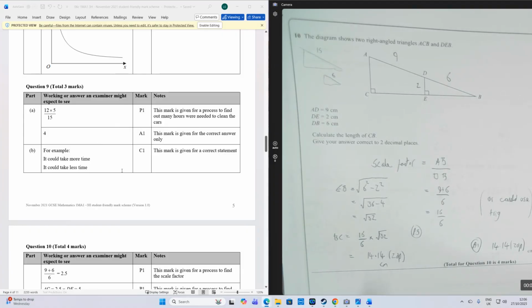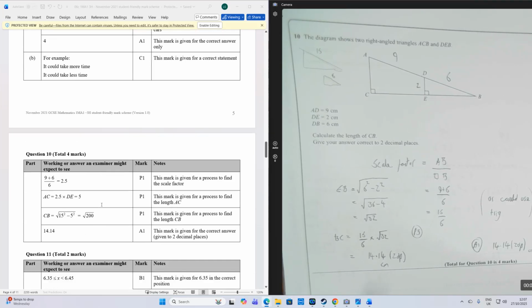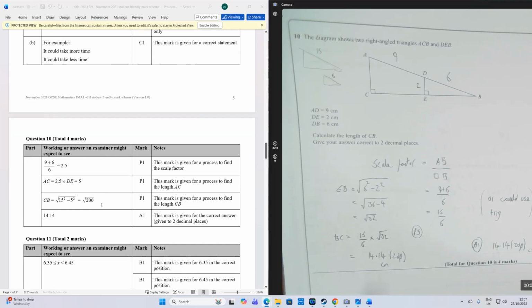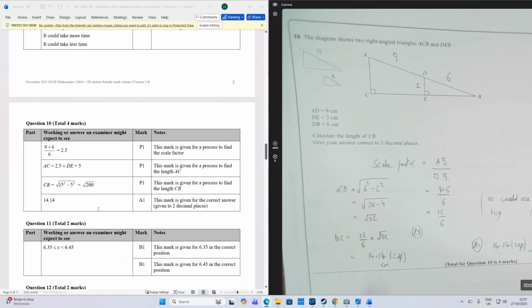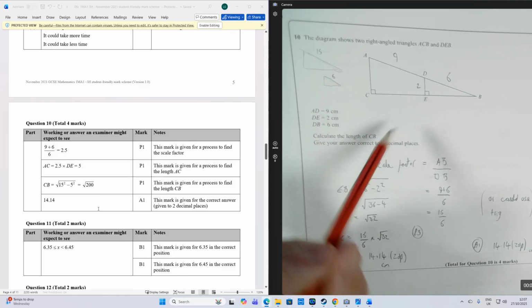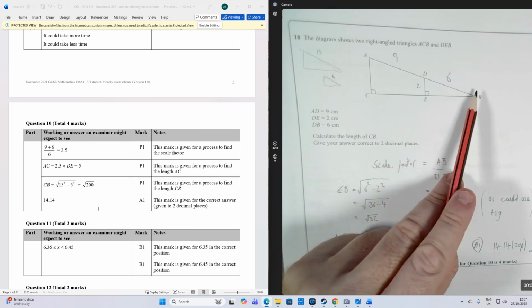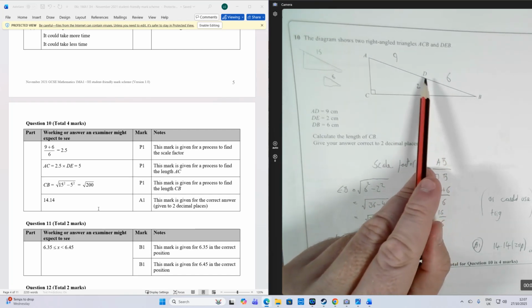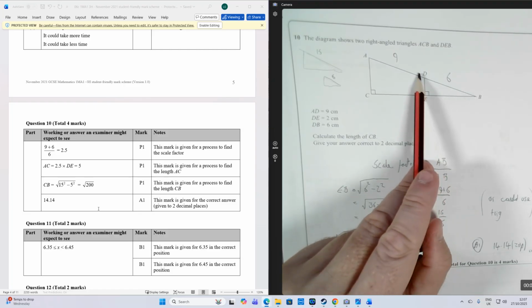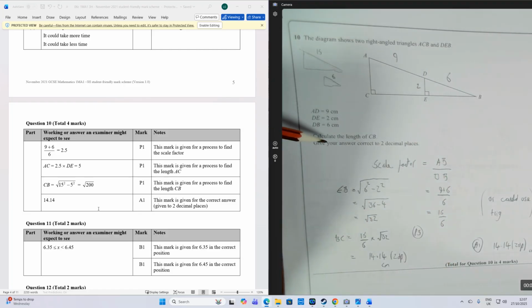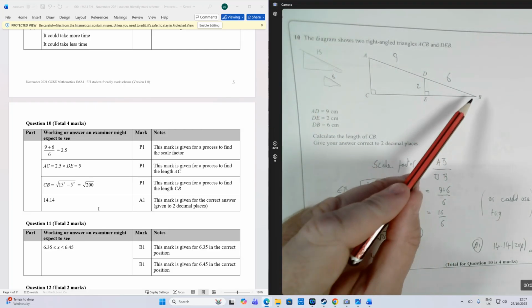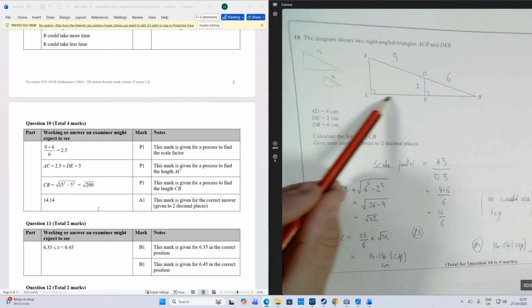Question 10 then. It says a diagram shows 2 right-angled triangles ACB and DEB. And we're given these facts that AD is 9, that DE is 6, and that DB is 6, and that DE is 2. And we're going to calculate the length of CB, so the length of that whole side there along the bottom.